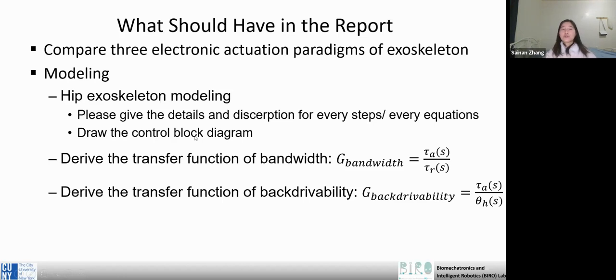And draw the control block diagram. You can also find it from the PowerPoint. Derive the transfer function for bandwidth. I have reminded you of the answer, right? And derive the transfer function for backdrivability. You can also find it from the PowerPoint.